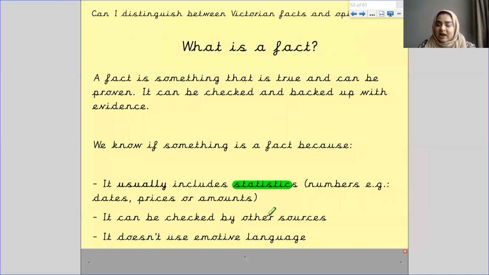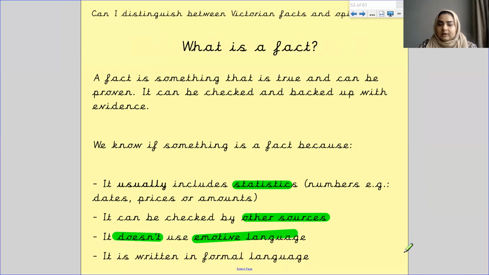Facts can be checked by other sources. So if you have a fact, you can check the same fact in other sources and it will say the same thing, and it doesn't use emotive language. And it is written in formal language. So that is how you can tell what a fact is. The way to tell if something is a fact is by looking at the statistics, other sources, no emotive language, and formal language.